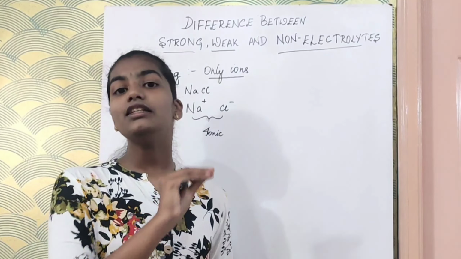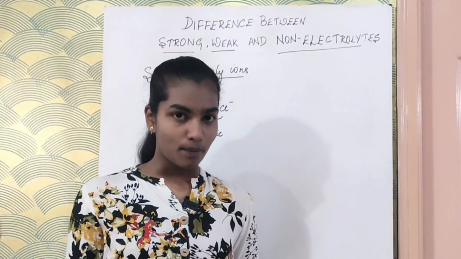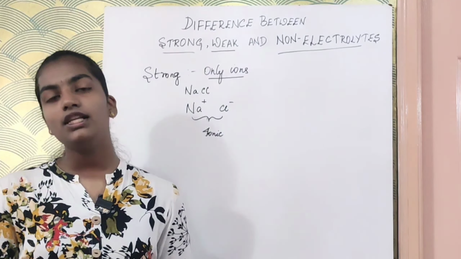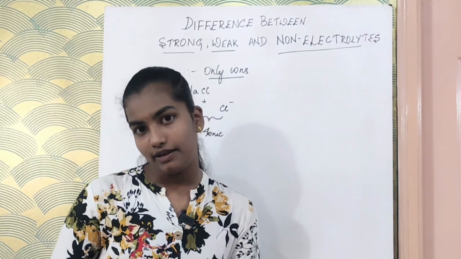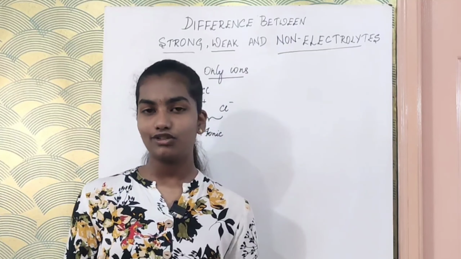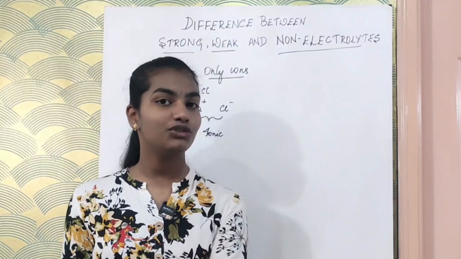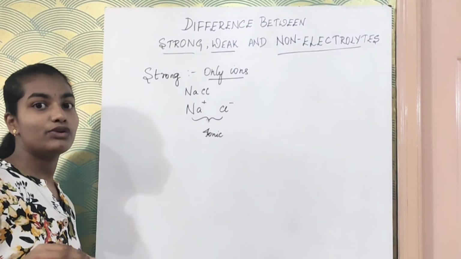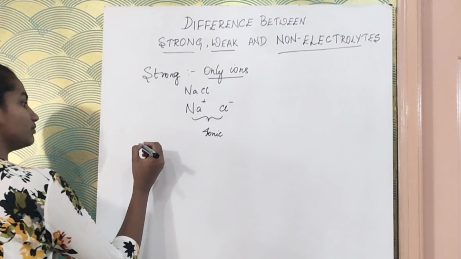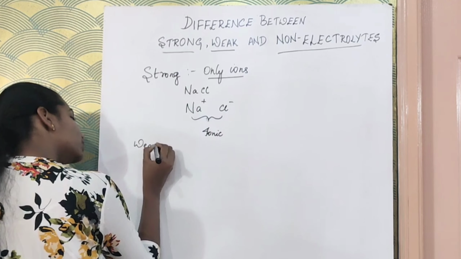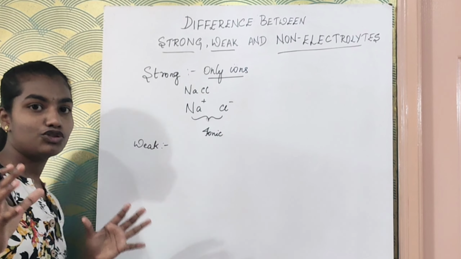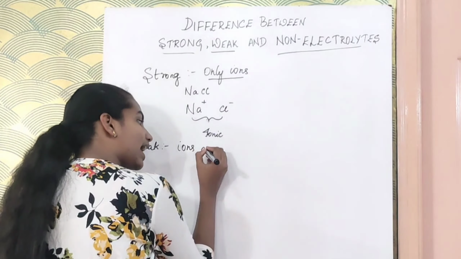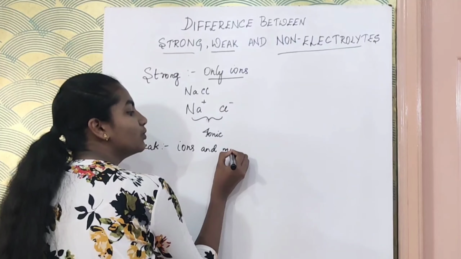Now, not all polar covalent compounds are strong electrolytes. It depends on the compound. For example, hydrogen chloride HCl is a strong electrolyte, whereas ammonia NH3 is a weak electrolyte. Let's now go to weak electrolytes so you can understand why that is so. The compounds which come under weak electrolytes will have ions and also molecules.